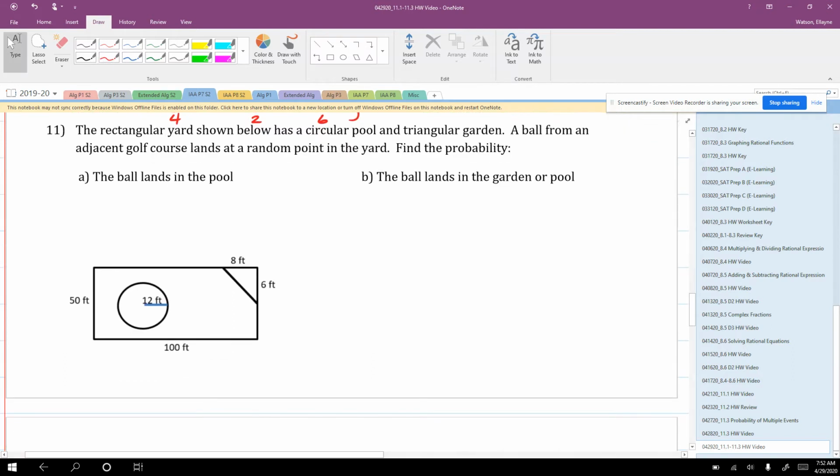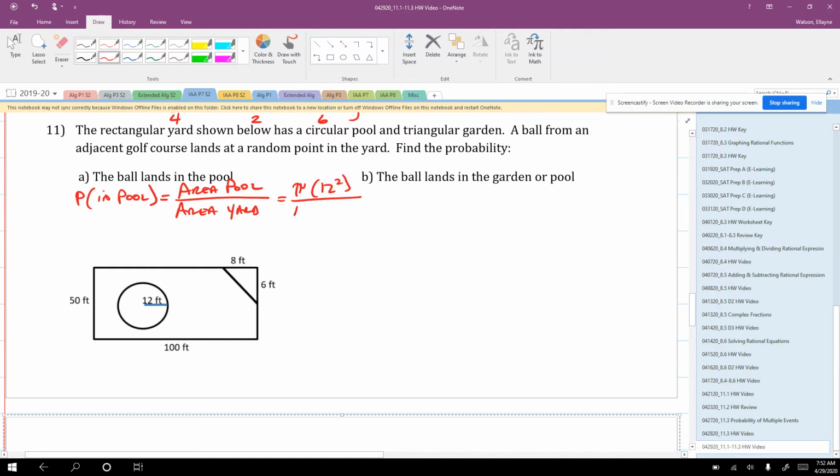So first thing I want you to think of is the probability. So in the pool, we need to know the area of the pool over the area of the entire yard, right? The entire rectangle. The area of a circle is pi r squared, so it's going to be pi times the radius of 12, so 12 squared. The area of the yard is just a rectangle, so length times width, 100 times 50.